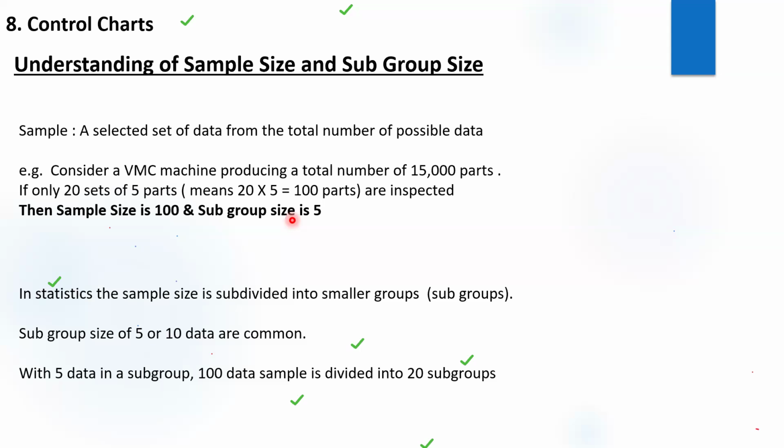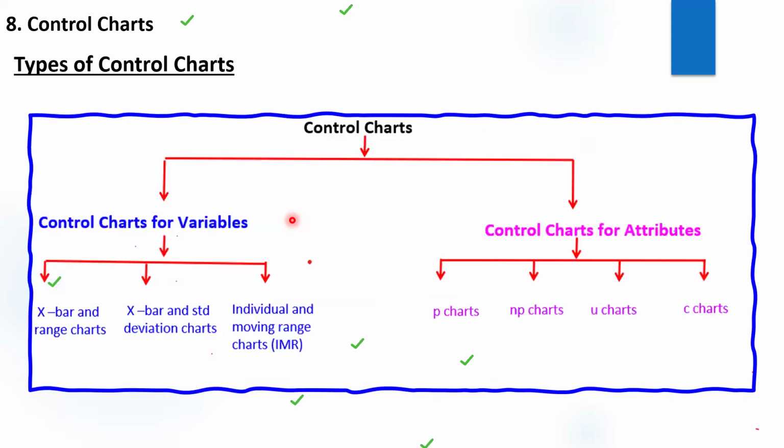Will these 15,000 parts be of the same category or different category? Same category. Oh, okay, sir, I understand. Okay. So I'm just giving an example. Why this concept example, I will let you know in the next slide. Okay. Now we will see the control charts.